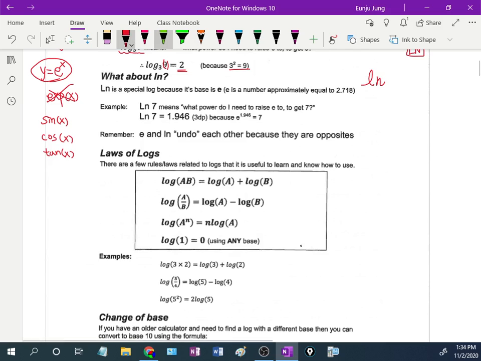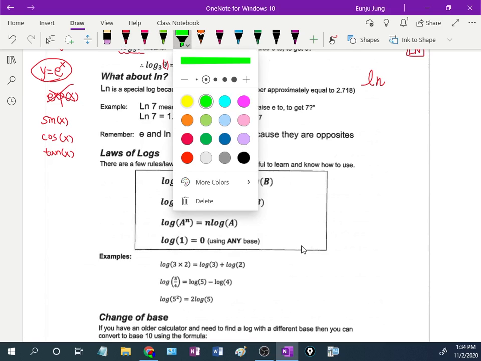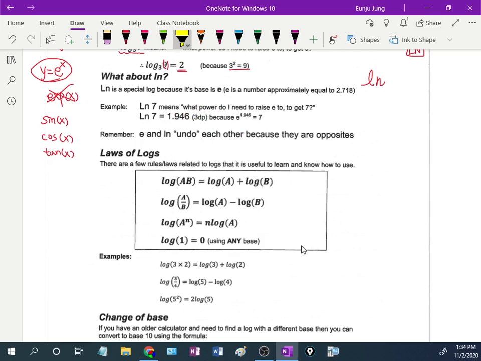So let's think about how we understand this. What is the operation between A and B? Multiplication. So in multiplication, what do we do with the exponents? Logarithm means exponents. We add them, right? So we add the exponent of A and we add the exponent of B. So we are adding exponents. That's how we read this statement.